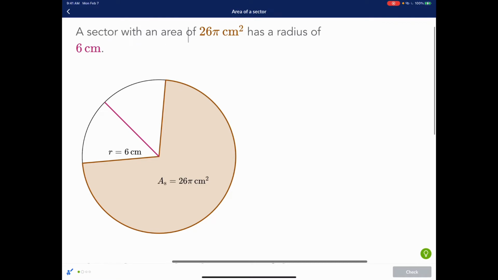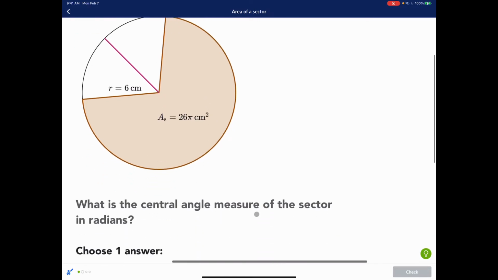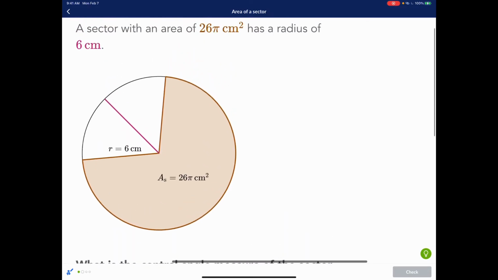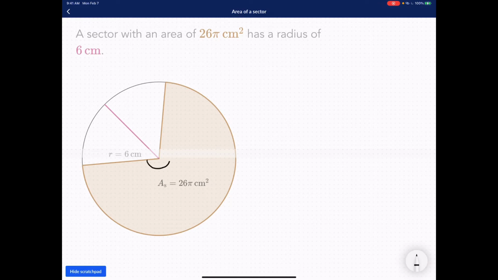A sector with an area of 26 pi centimeters. So this right here is the 26 pi centimeters. It has a radius of 6. And what is the central angle measure of the sector in radians? So we want to find this right here.